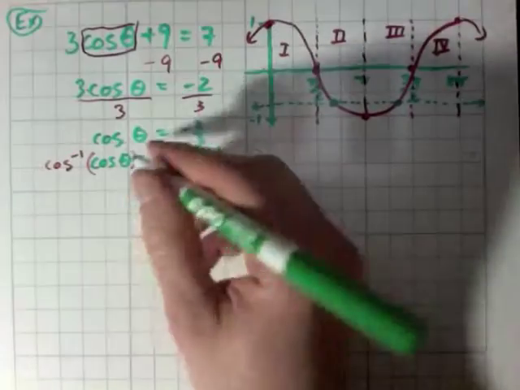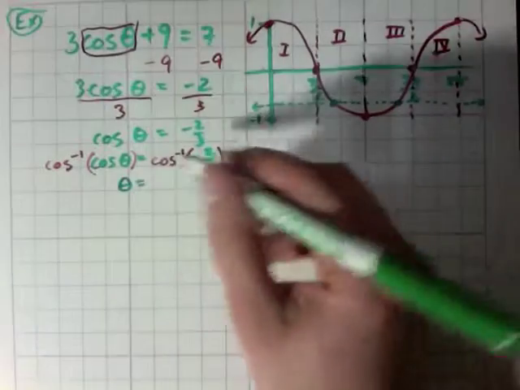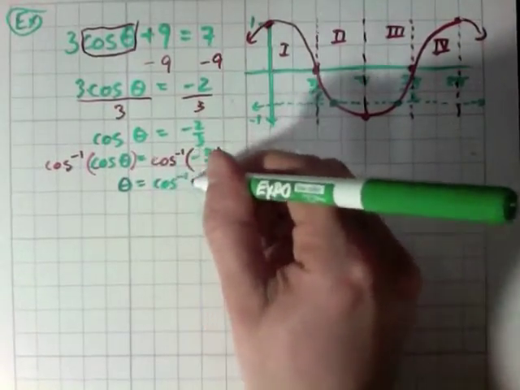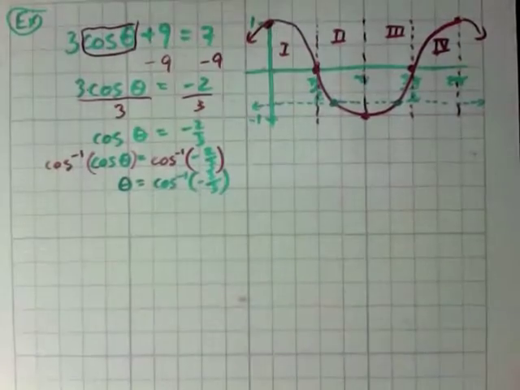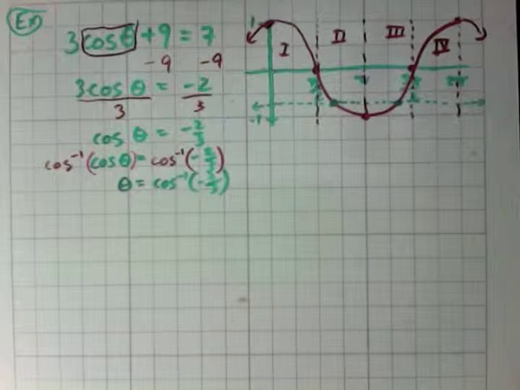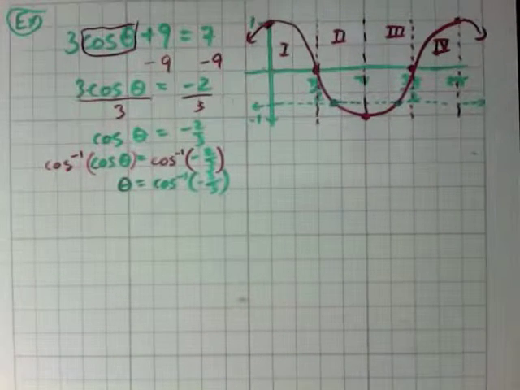So cosine inverse of cosine cancels out, and I'll have theta equals the cosine inverse of -2/3. And when I plug that in, actually, let's see.